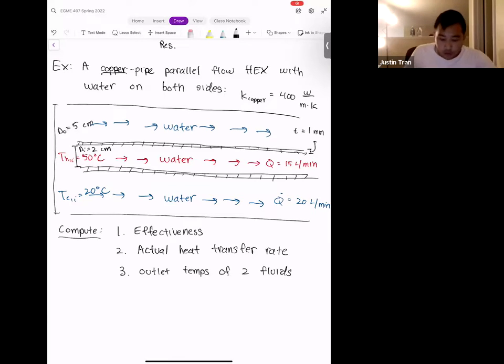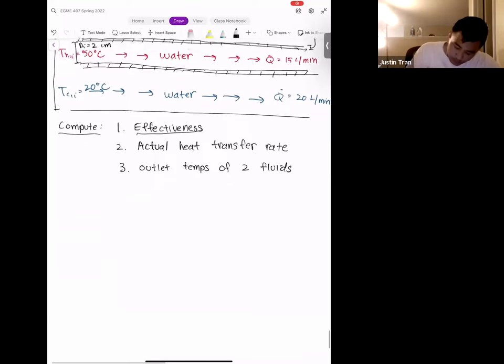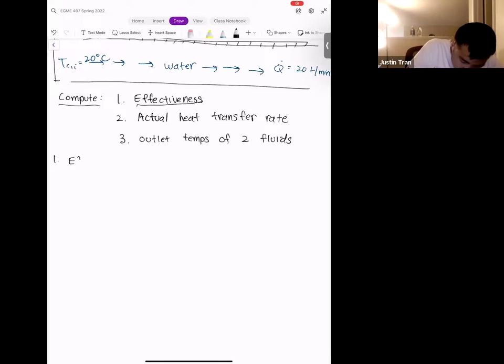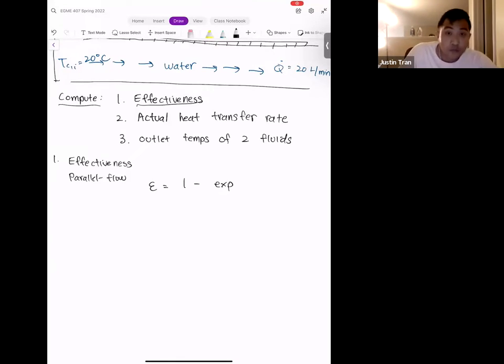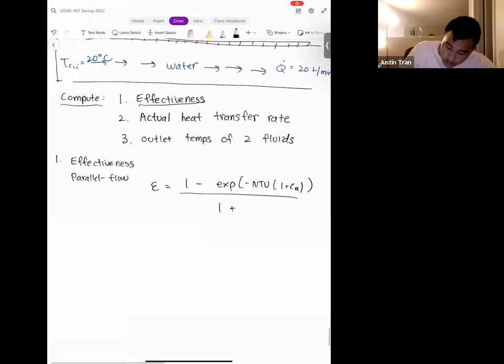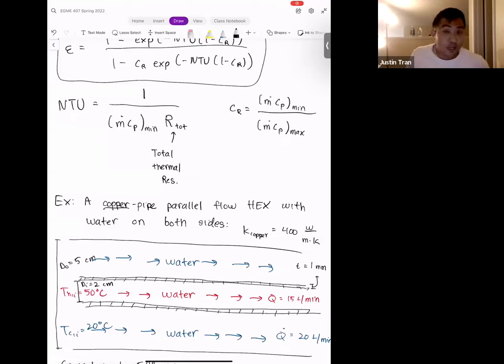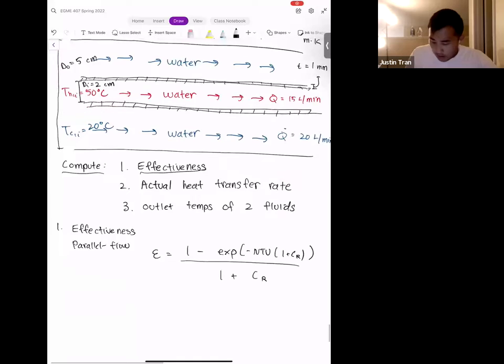Okay, let's start with the effectiveness, and that's going to be the bulk of the work for this problem. For a parallel flow heat exchanger, the effectiveness is the following: 1 minus exponential of minus NTU times (1 plus CR), all divided by 1 plus CR. The goal here is to compute NTU and CR. In order to compute NTU, we have to compute the total thermal resistance. So let's go ahead and work on that.